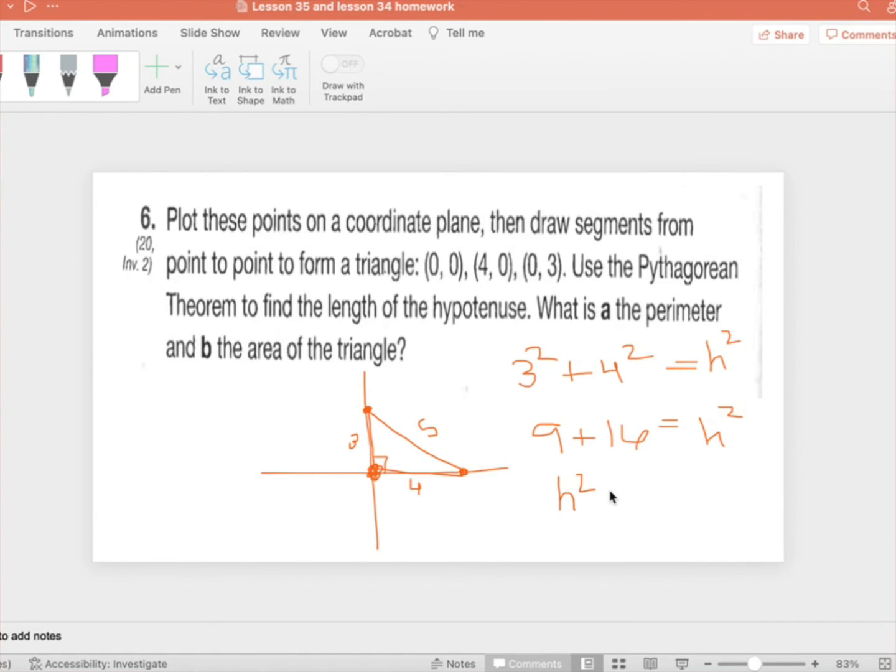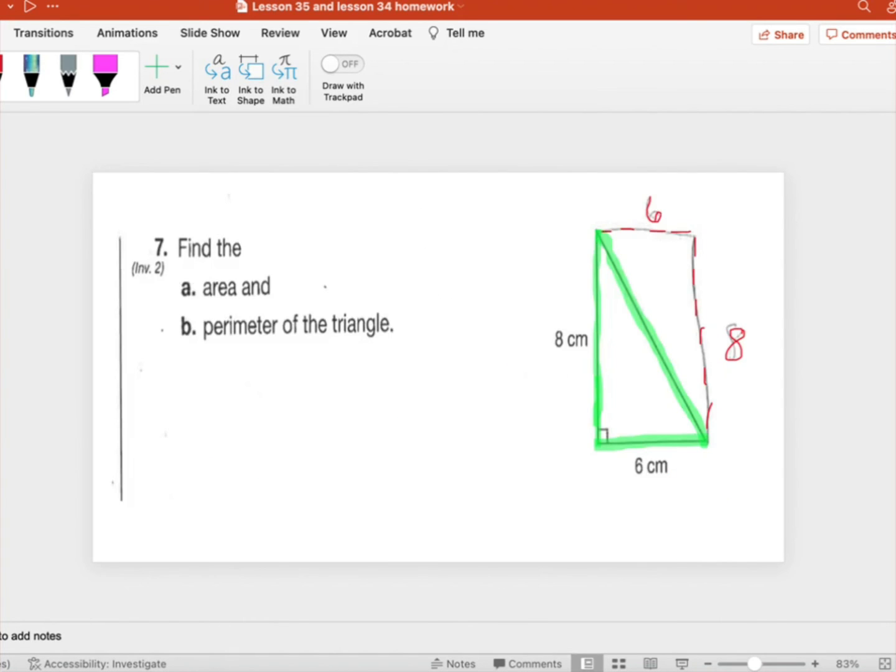So h squared is equal to 25. And I take the square root of both sides and I get h is 5. So the hypotenuse is 5 by the Pythagorean theorem, but we already knew that because it's our most famous Pythagorean triple. The last one says find the area and the perimeter of the triangle.